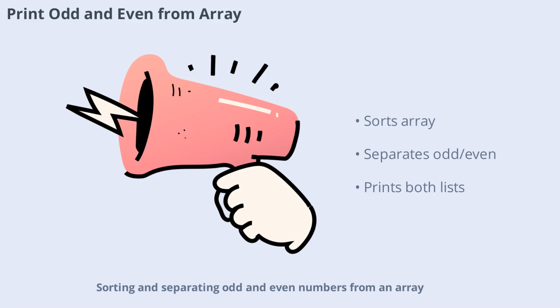Sorting and separating odd and even numbers from an array is a great way to practice conditional checks and array traversal. The program sorts the array, then prints odd and even numbers separately, reinforcing your understanding of loops and conditions.